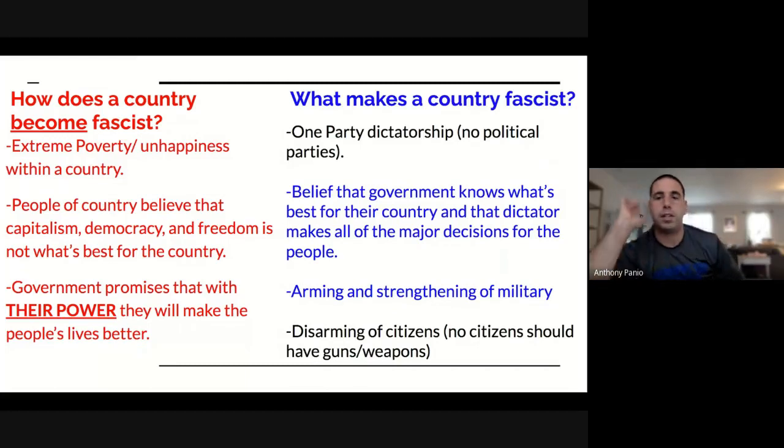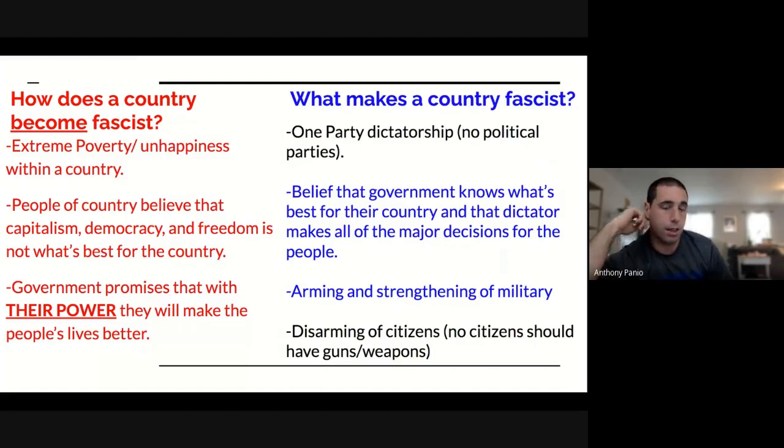Okay, what makes a country fascist? So usually, you have a one-party dictatorship, meaning there's only one political party, and there's the leader of that party that's going to make all the decisions. Now, there are some cases where fascist countries are run by the military, but for the most part, they're run by a one-person show.